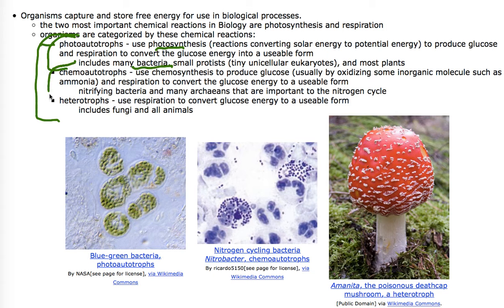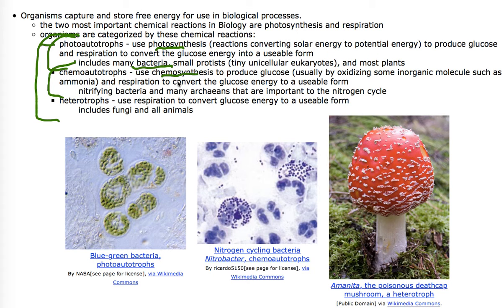Next is chemoautotrophs. Chemoautotrophs are truly weird, and we're discovering more and more about them. They use chemosynthesis to produce glucose. Chemosynthesis and photosynthesis are similar in that they both make glucose. The difference is chemosynthesis actually uses the combustion of often nitrogen compounds to power glucose production. Photosynthesis uses light to power reactions that create glucose.